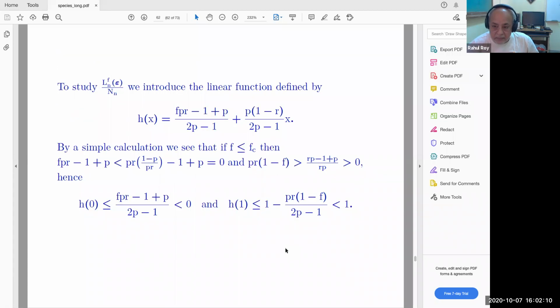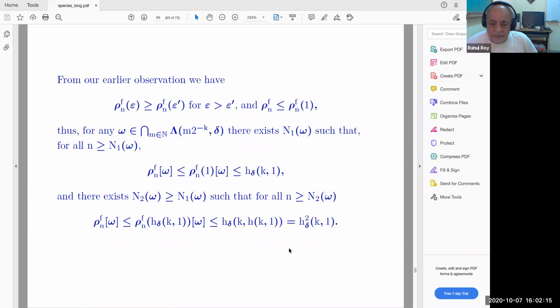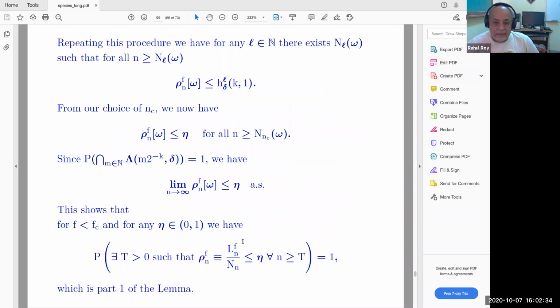Yeah. Okay. So now I can. And there exists n2 bigger than n1, so that for all n bigger than n2, again I'll bootstrap myself, and I go on bootstrapping or iterating up to nc to get that this quantity is less than h delta L to k1.